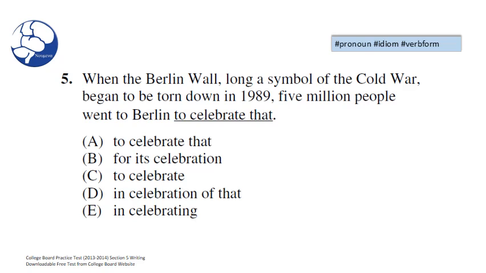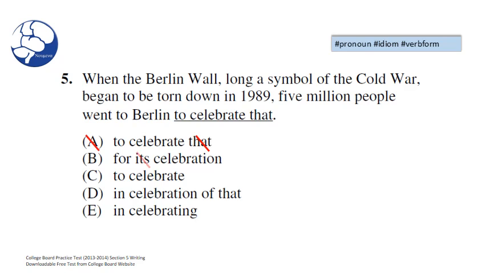Okay, before we get started, how about you try to solve this one on your own? I'll read the question and I'll give you a chance to solve it. When the Berlin Wall, long a symbol of the Cold War, began to be torn down in 1989, 5 million people went to Berlin to celebrate that. Okay, go. Are you done? If not, it's okay. This is how we would solve it. Are you ready? Watch carefully.